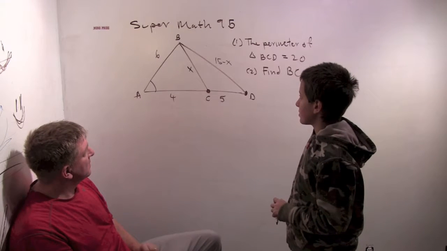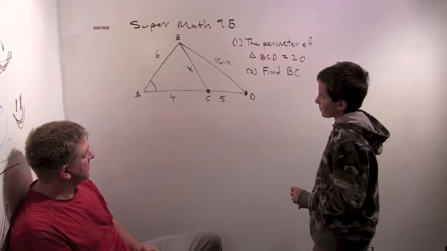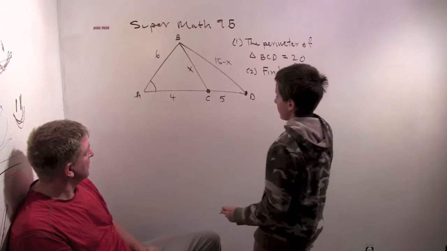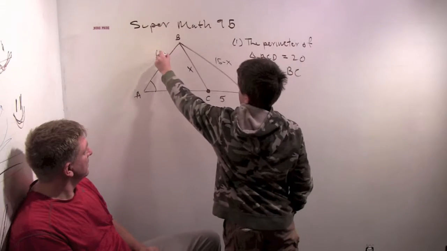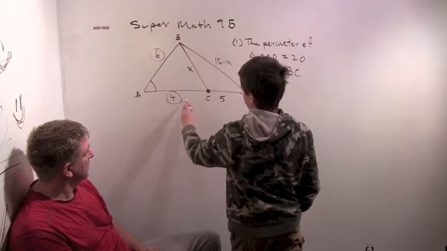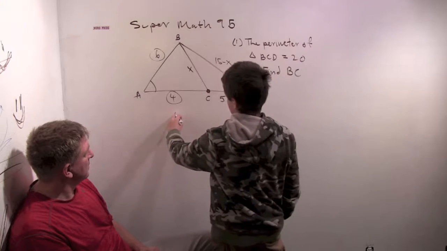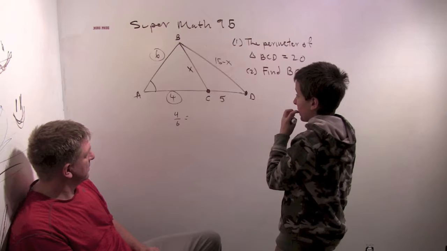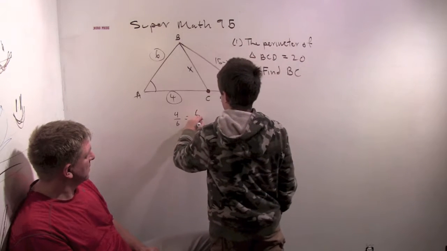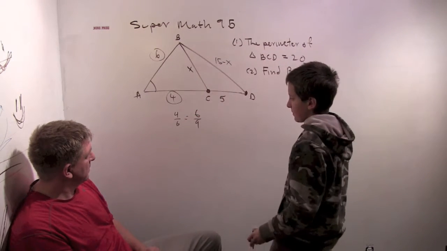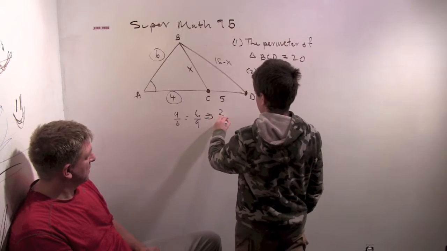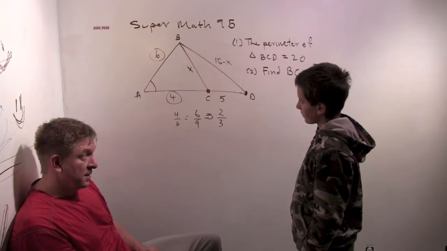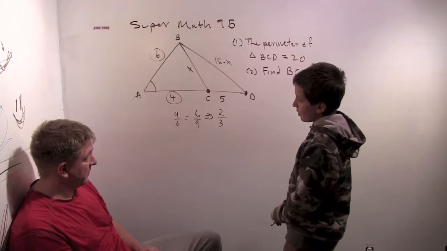And their sides, well, it looks like the short side on triangle BAD is going to be 6. The short side here is 4. All right. So, well, 4 to 6, and then 6 to 9. The ratios are the same. They're both 2 to 3. Okay. So that's a very interesting observation.